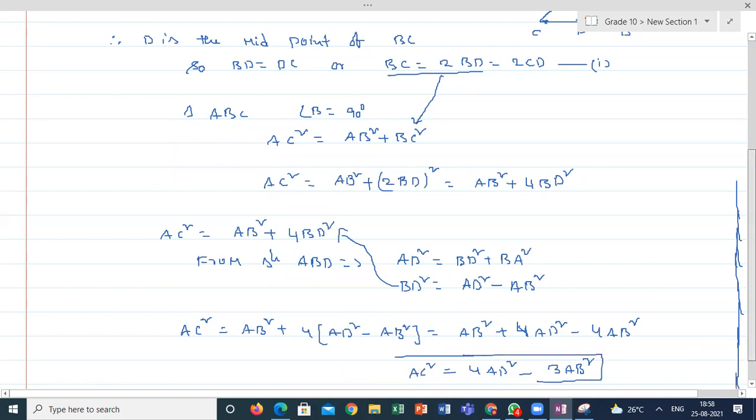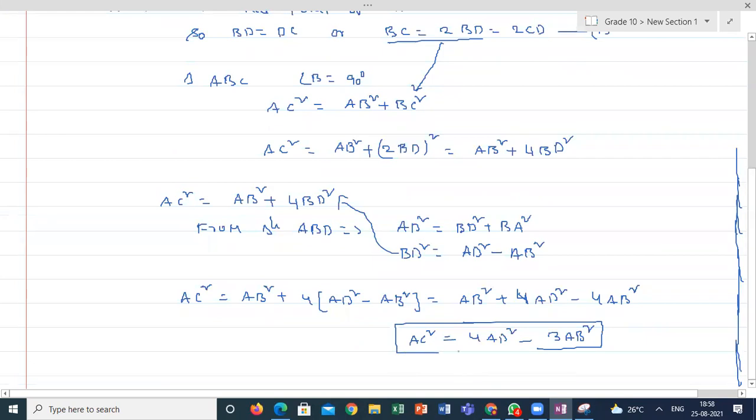Is it clear? Students, is it clear how I proved this one? Harita, Sanyu, Durlav, please respond. Yes or no? Yes, sir. I think somebody already posted a clear answer. Yeah, Harita already posted. AC square, so from both the equations I get it.